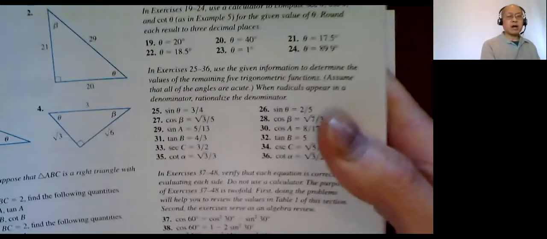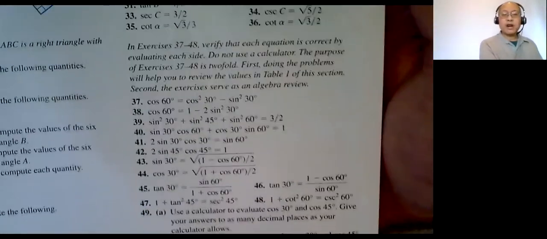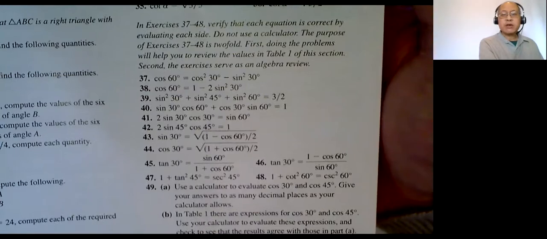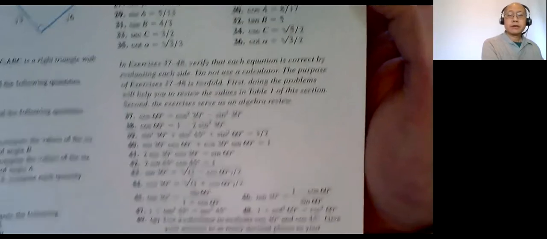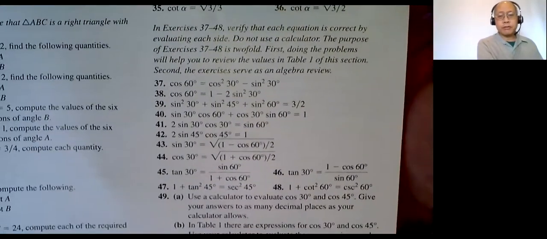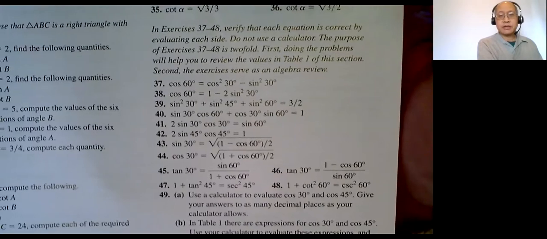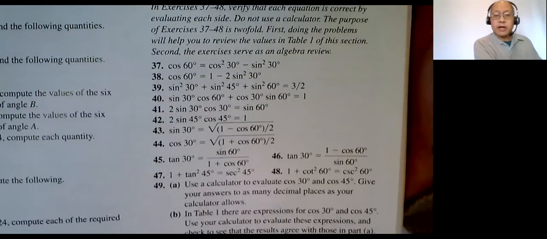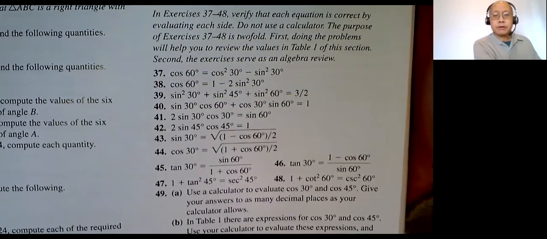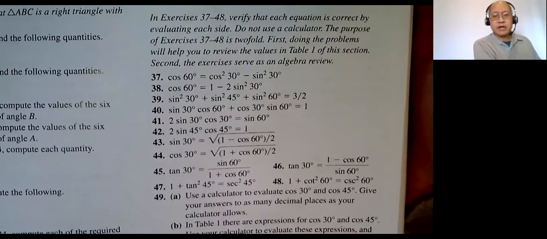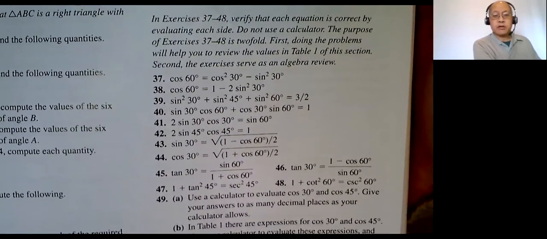So the last type of problem, and then I'm done with 6.1 and can get started with 6.2, is 37 to 45. Verify that each equation is correct by evaluating each side. Do not use a calculator. They're trying to get you set up for future formulas that we're going to see, actually. And they want you to get comfortable with this little table. Notice the angles that they give us in 37 to 45 are only 30 degrees, 60 degrees, 45 degrees. That's it, right? So they just want you to plug in stuff and show that it works. I'll show you how to do a couple of them.